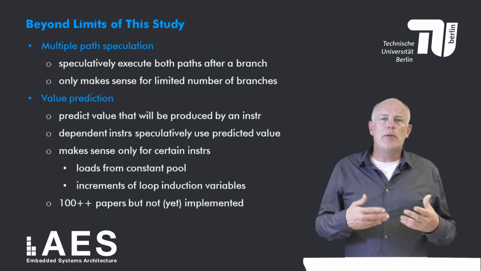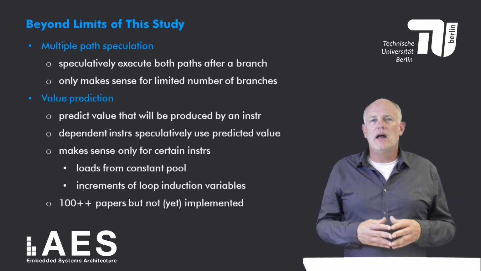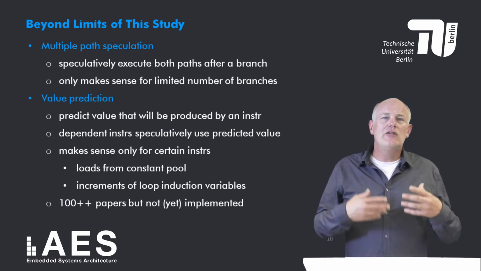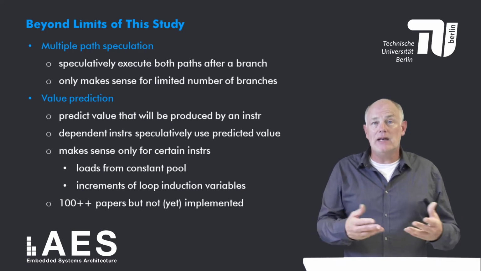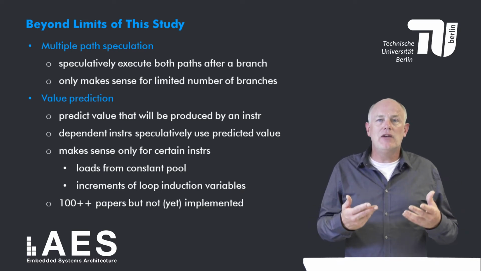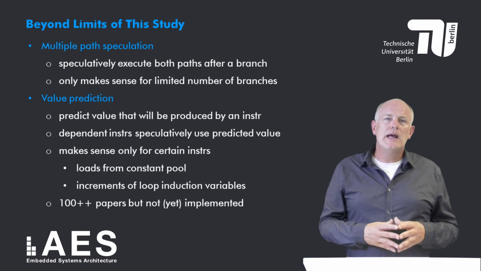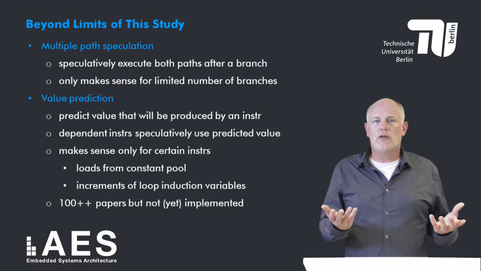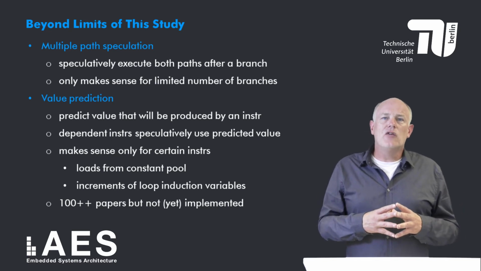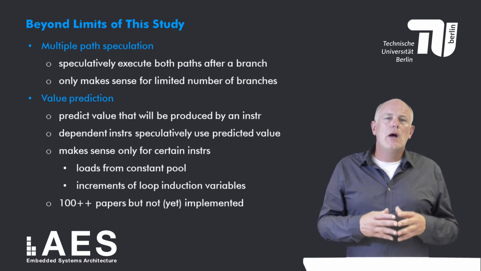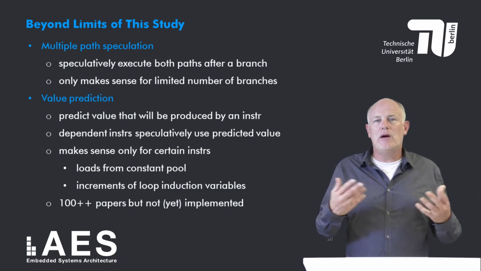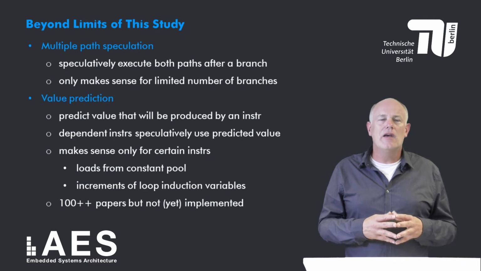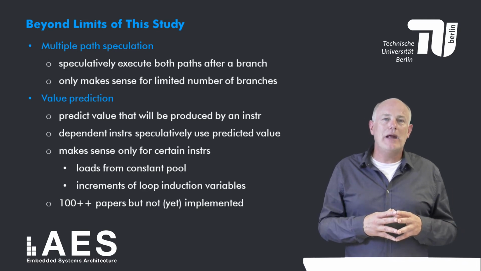Another idea that has been proposed is called value prediction. The idea is to predict the value that will be produced by an instruction and to execute the instructions that depend on this instruction speculatively using the predicted value. This makes sense only for instructions whose results are predictable, such as loads from a constant pool and increments of the loop induction variables. More than 100 scientific papers about value prediction have been published. It was a very hot topic in the late 90s, but no commercial processor has implemented it yet.